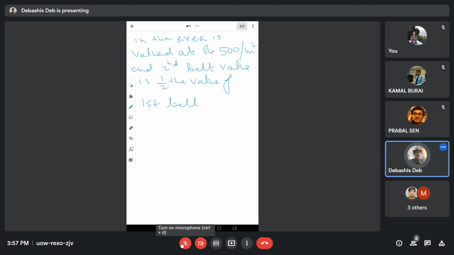So in this case, it is clearly mentioned that the value of the second bed is half the value of the first bed. So we need not consider 2/3 x as the value of the second bed. Okay.